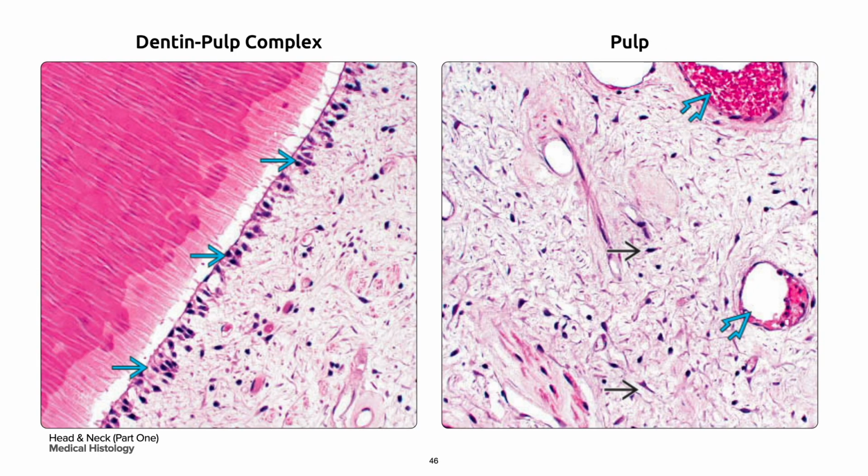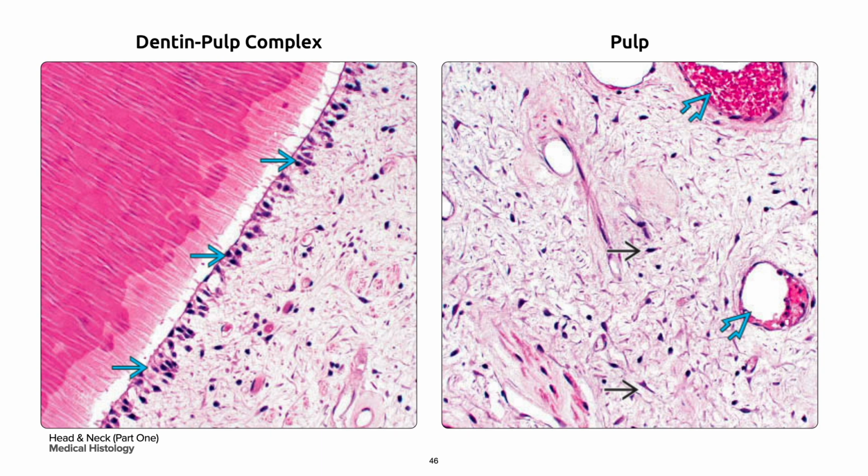Next is the high-power H&E showing the dentin pulp complex. The odontoblasts in a single blue arrow form a single layer along the periphery of the pulp and have processes that extend into the tubules. It is the presence of these cells and their processes that makes dentin a sensitive tissue unlike enamel.